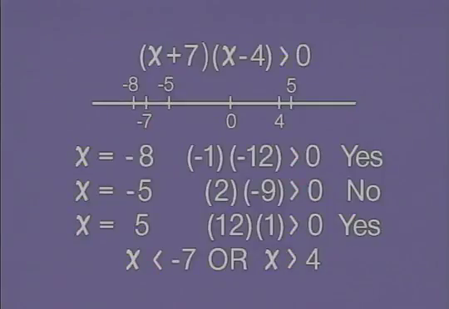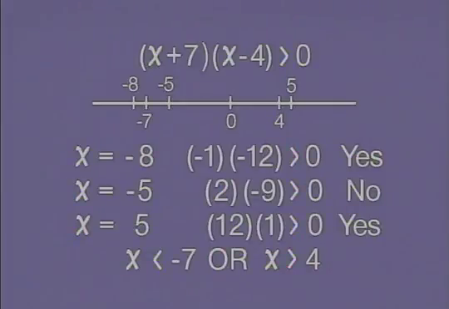If -8 works, then we'll know anything to the left of -7 will work. If -5 works, then anything between -7 and 4 will work. If 5 works, then anything to the right of 4 will work. Because we know once we test one point, the whole area is okay. So we're testing a point to the left of the leftmost number, the -7, between the two numbers, and to the right of the rightmost number, which of course is to the right of 4.